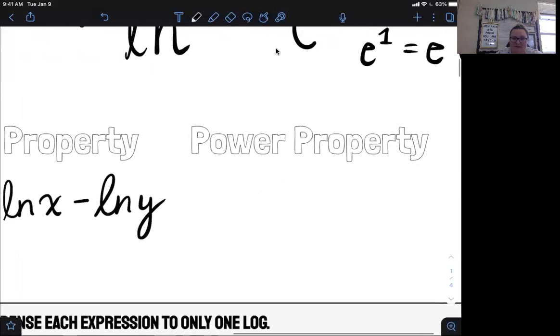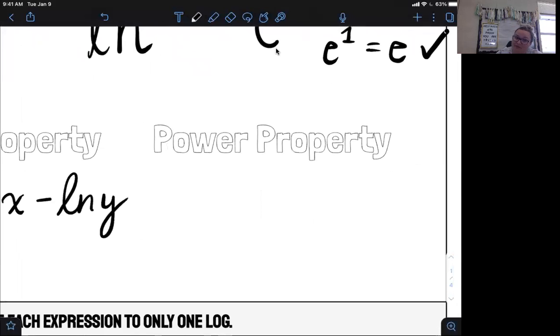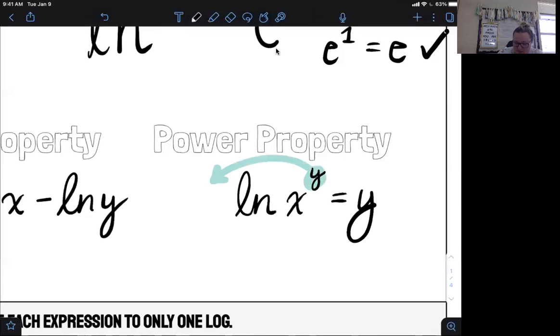And then last but not least, our super important power property that helps us solve equations and all kinds of things like that. We've got the natural log of x to the y can be rewritten as, and we're doing that same thing where we bring the power out in front of the log and it changes to multiplication. So y times the natural log of x.